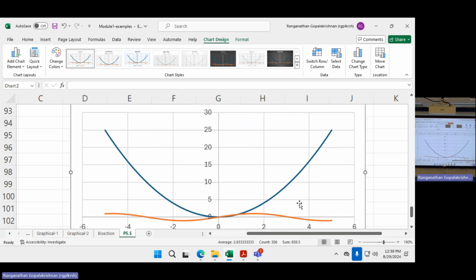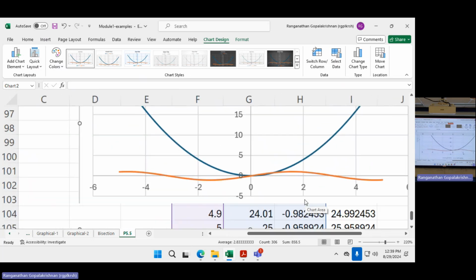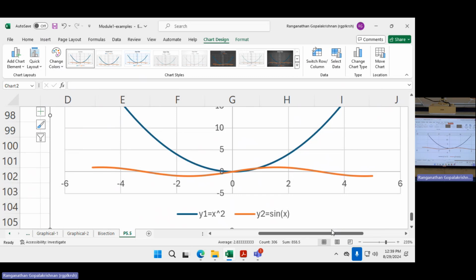I'm going to zoom in just for us to look at the roots. I can count 2 points at which these two curves intersect each other. At least 2 roots are to be found here. So I'm going to start with -2 to something like 0.5, and then 0.5 to 2 as my two ranges.